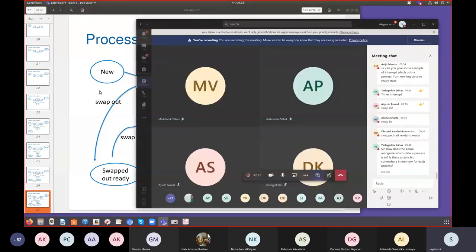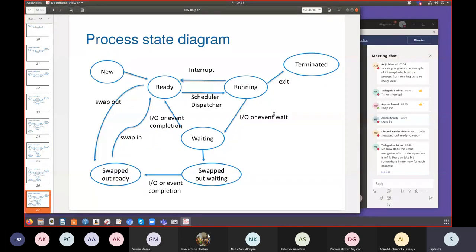Okay, so that's a question: how does the kernel recognize which state a process is in? Yes, you have yourself given the answer, which is true. There is not a bit, but there is an entry. We will study that. There is an entry in the memory block of a process itself, which says what state it is in. There is of course an entry for every process saying which state it is in, and this state is changed by the kernel.